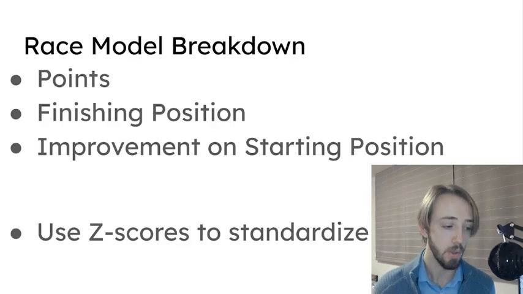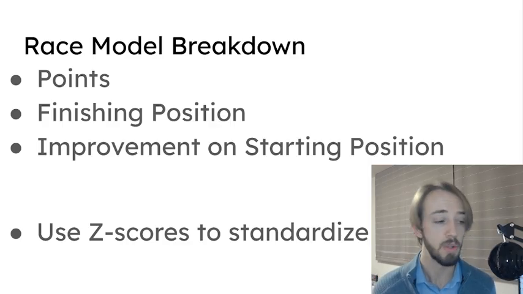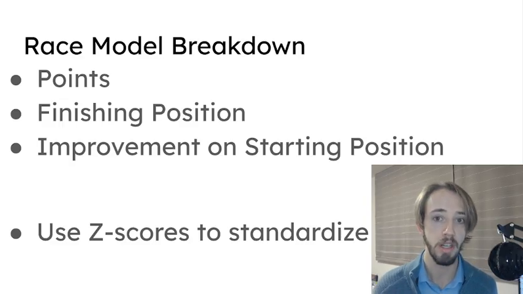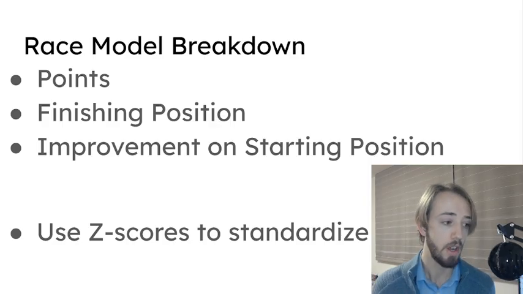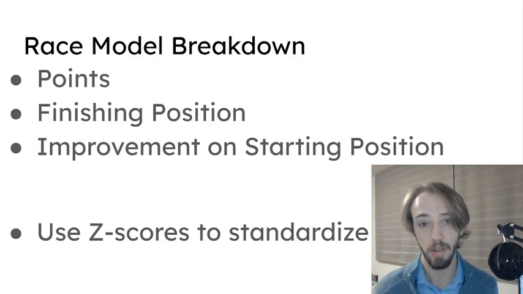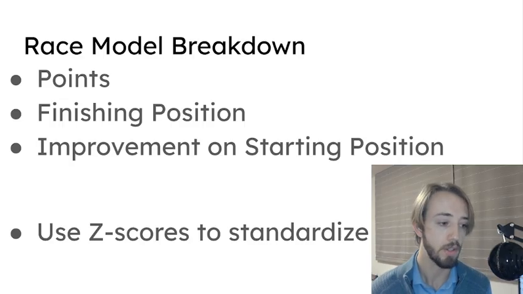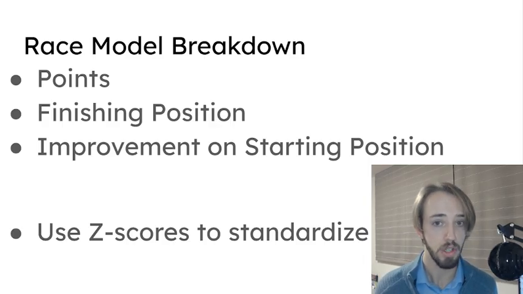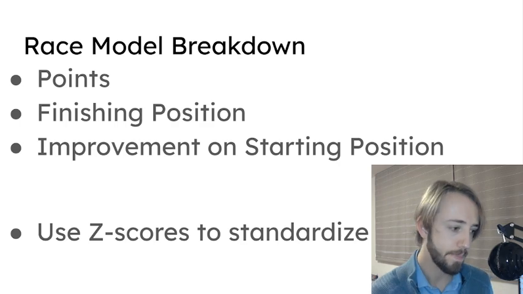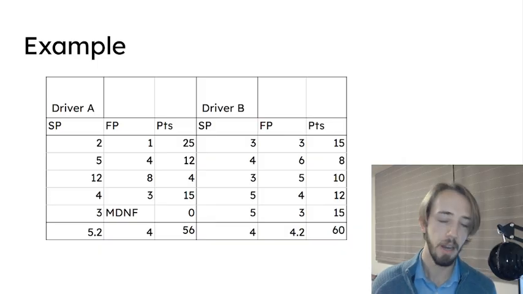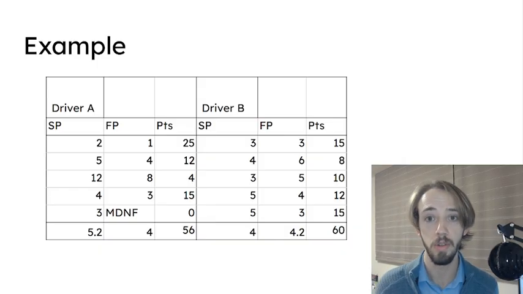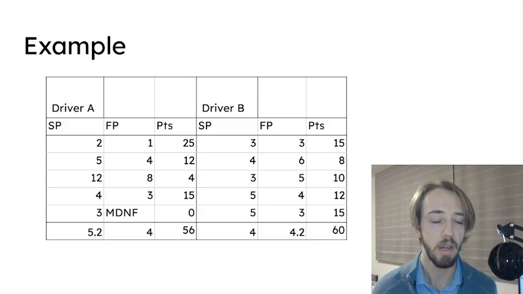And I use Z-scores to standardize between the different categories, because obviously, for finishing position a lower number is better, whereas for points a higher number is better. So they're very, very different categories, and using Z-scores is a really good way to standardize between them. I'm going to use a hypothetical example here between driver A and driver B, and we're going to go down each of the categories and do an in-depth look at how this is calculated.